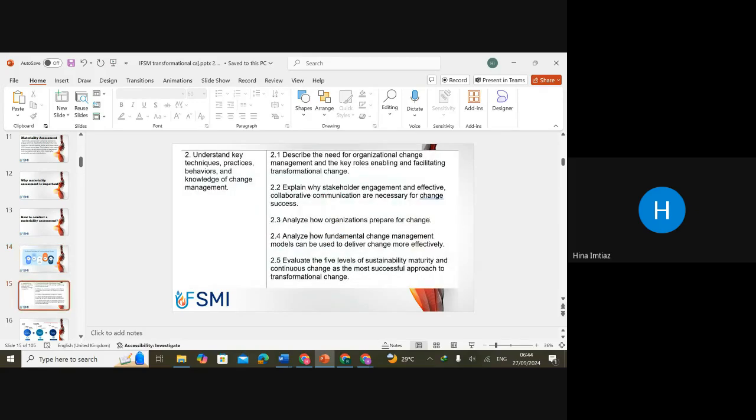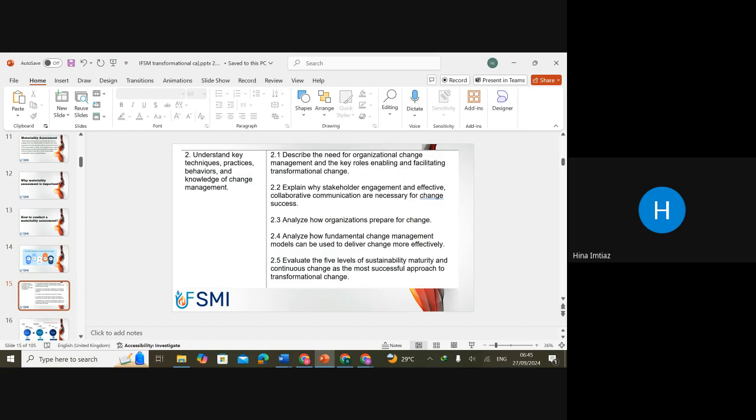Okay, next question is about you have to understand the techniques, practices, behavior, and the knowledge of change management. These are the learning outcomes, and what are the assessment criteria in it. You have to describe the needs for the organizational change or management and the key role enabling and facilitating the transformational change. So what is the role of the management as well?